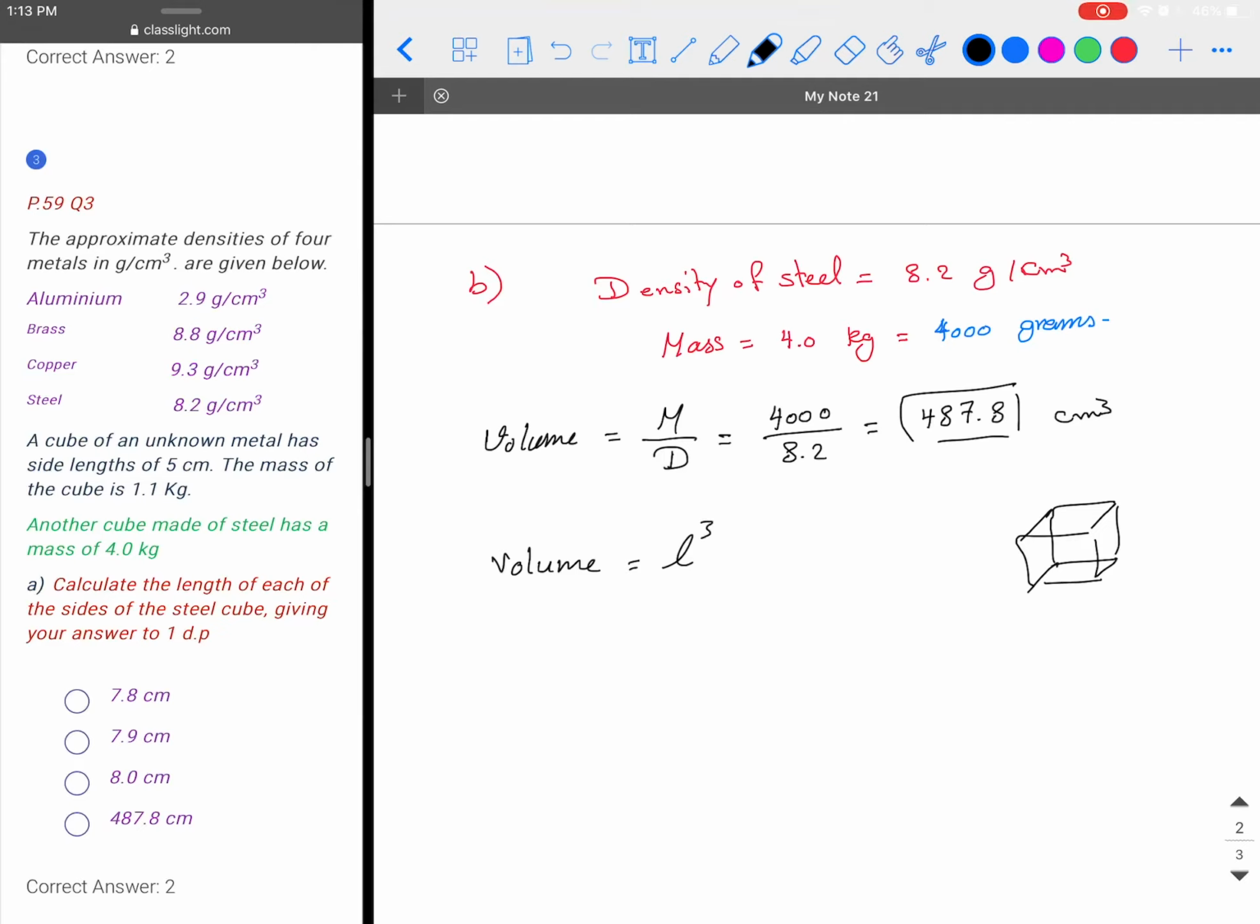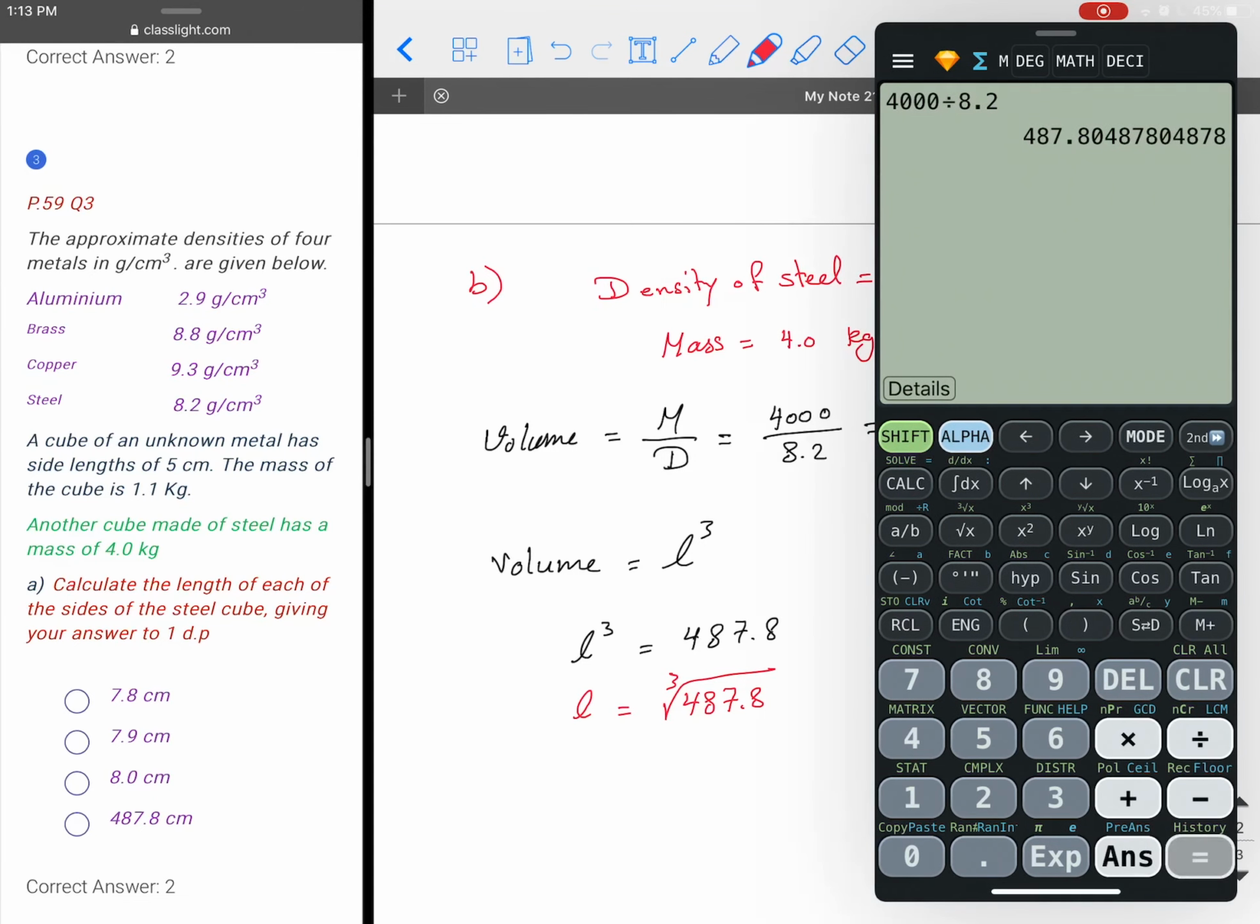L^3, side length multiplied by itself 3 times. That means it's L^3. So this L^3, side length cubed, equals this number, 487.8. So how to calculate only one L? I will take the cubic root of 487.8. Let's take the cubic root of this number. I will get 7.87.